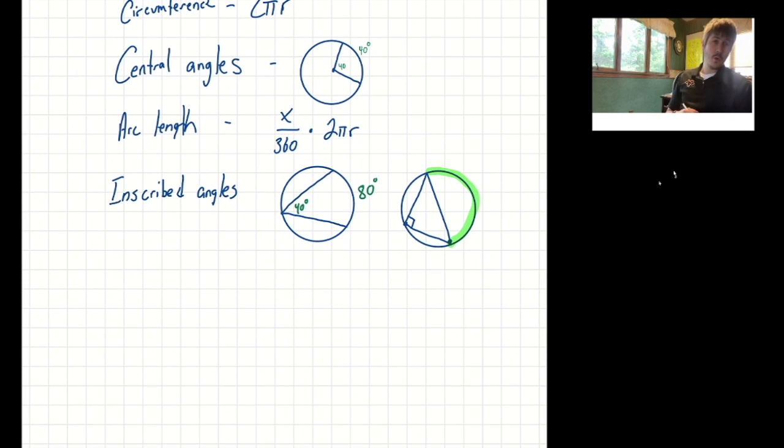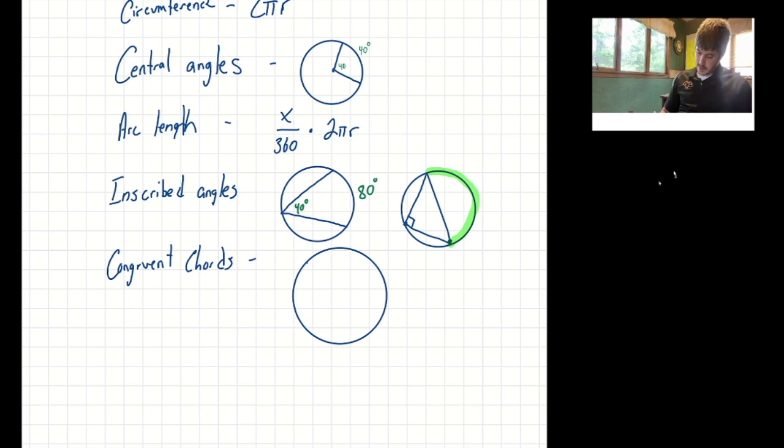We did congruent chords, which create congruent arcs. So if this chord and this chord were congruent, that makes these outside arcs congruent. They're also an equal distance from the center, which means the perpendicular lines extending from the center would also be congruent in length. Congruent chords are pretty self-explanatory. There's a lot of symmetry that goes along with them.